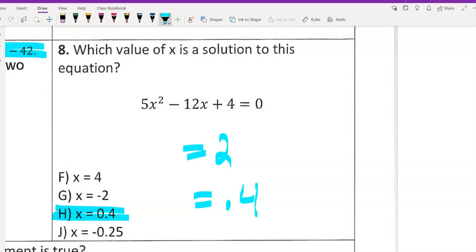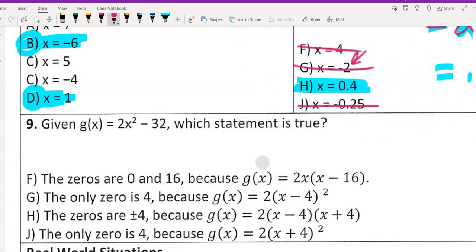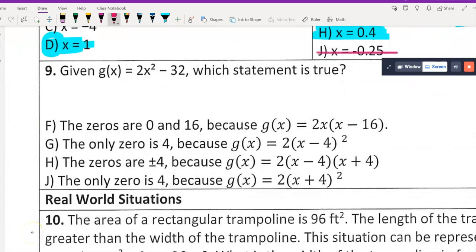The only correct one here is 0.4. This one says negative 2, and this 2 was definitely positive. It was not negative. So those other answers are there to trick you. Don't be tricked by them. Three more questions. We're almost done.